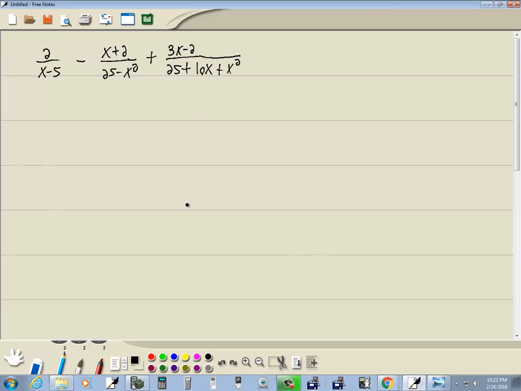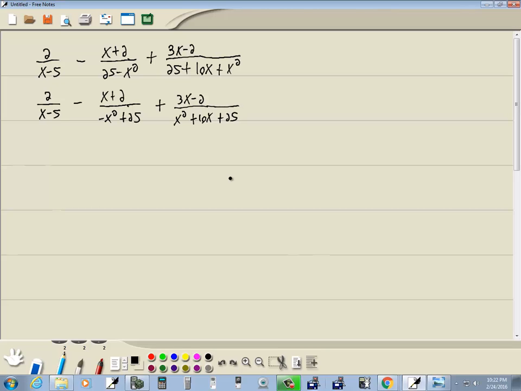Now first off, these are not in standard form, so I need to put them in standard form. And what I'm talking about there is the denominators. So this 25 minus x squared, I'll rewrite as negative x squared plus 25. It needs to go from largest power down to smallest. Plus 3x minus 2, and I'll rewrite this. This is x squared plus 10x plus 25.